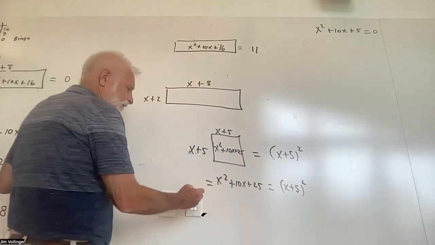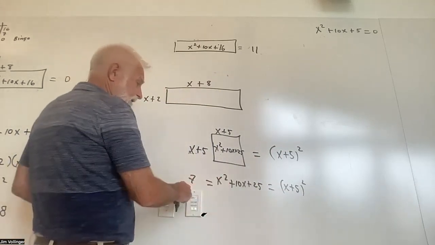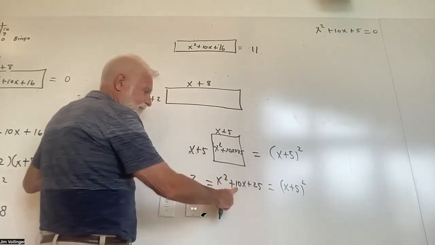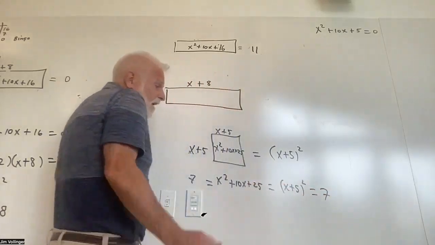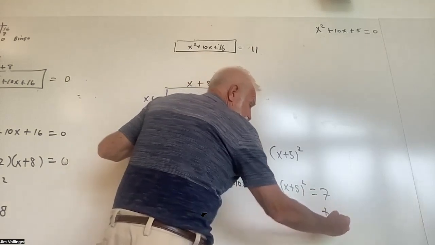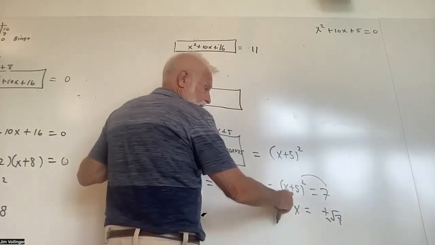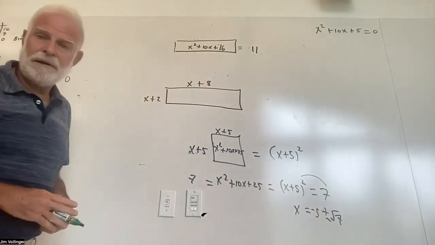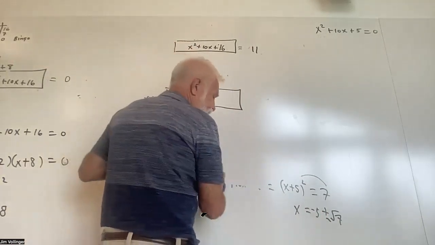Well, let's say we wanted this to equal 7. That's a problem. 25 minus 7 is 18. I can't think of two numbers that multiply out to 18 and combine to 10. But if I set this to 7, not a problem at all. All I have to do is take the plus or minus square root of 7, move that operation, and then move that over, and I have an answer. Well, wouldn't it be nice if I could make this into a square?